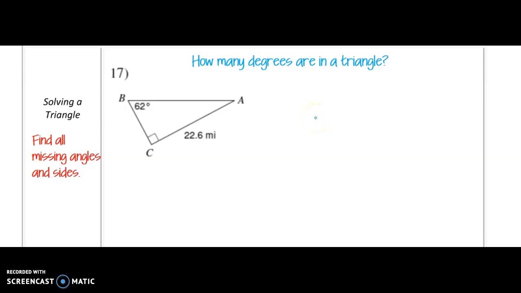Hi there again. Okay, so this is part 2, the last part of right triangle trig, and it's called solving a triangle. So what does it mean to solve a triangle? All that means is that you're going to find all missing angles and missing sides. So if we look here, they're giving us an angle and a side. So the first thing is, let's look at the missing angles.